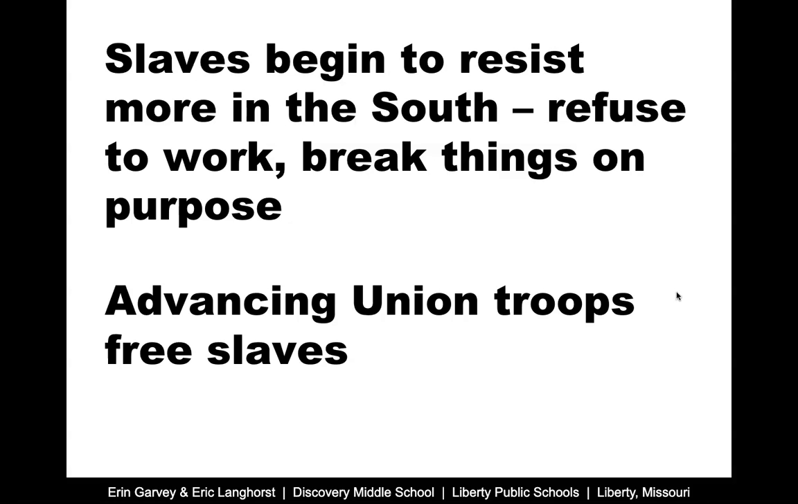Slaves begin to resist more in the South, refusing to work, breaking things on purpose so that plantations can't operate. Advancing troops are coming down from the Union side into the Confederacy. Because of the Emancipation Proclamation, they're also freeing slaves. So there's a lot of things happening in the South as far as more resistance from slaves on the plantations.